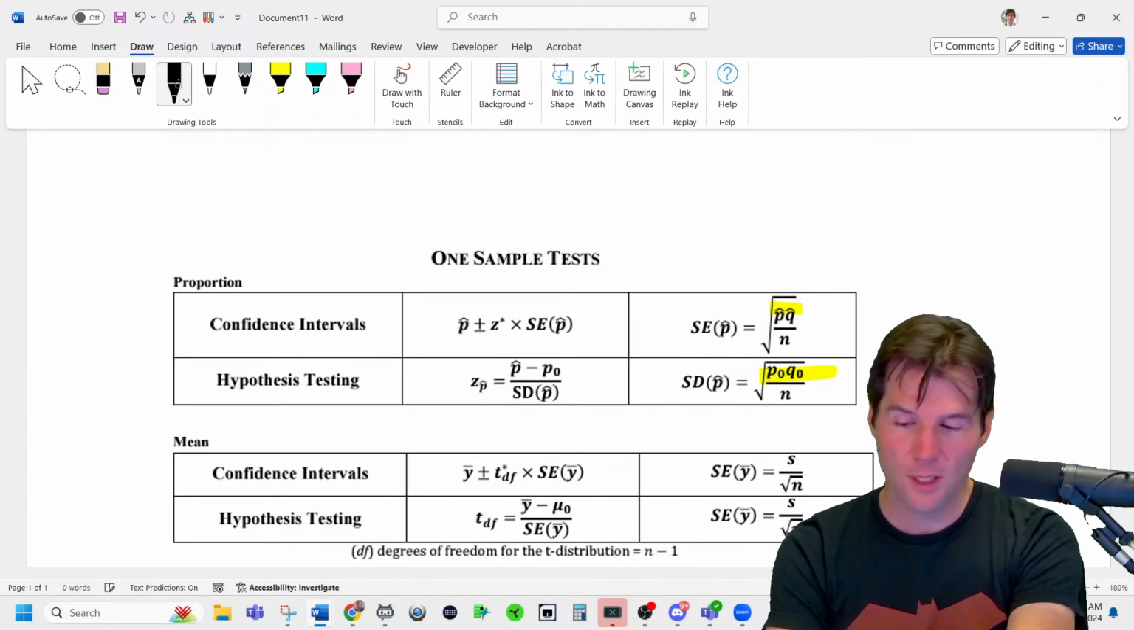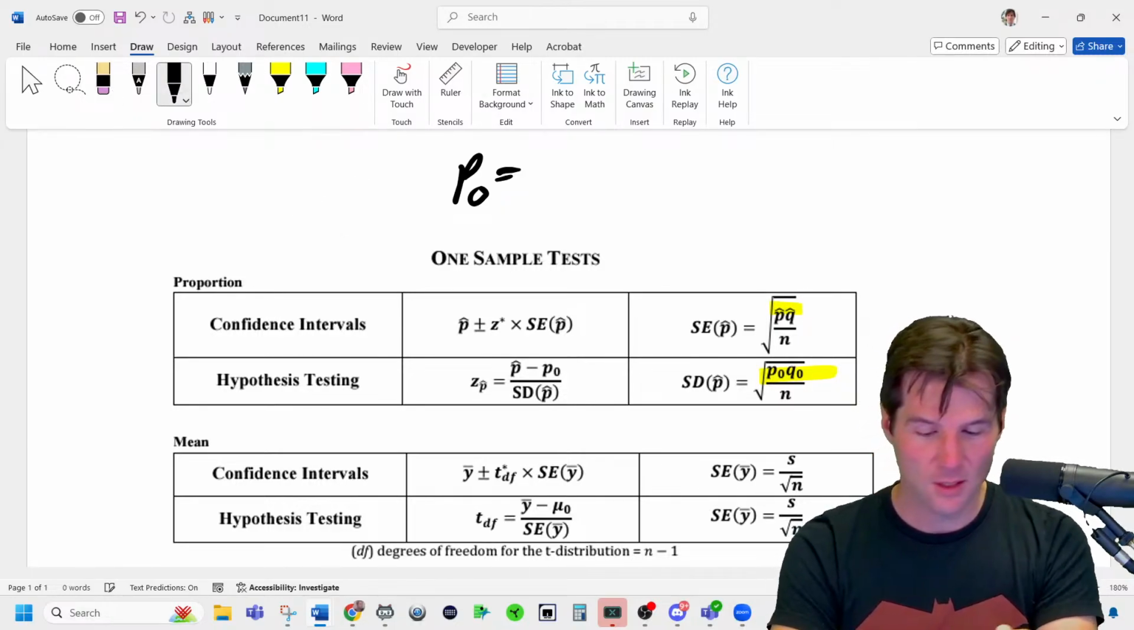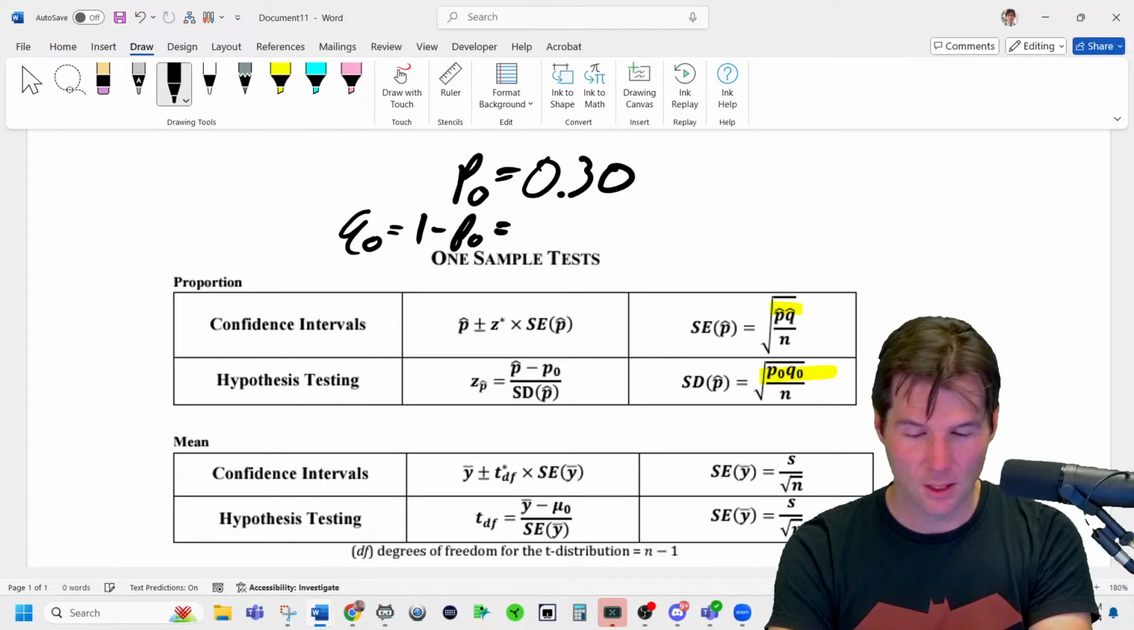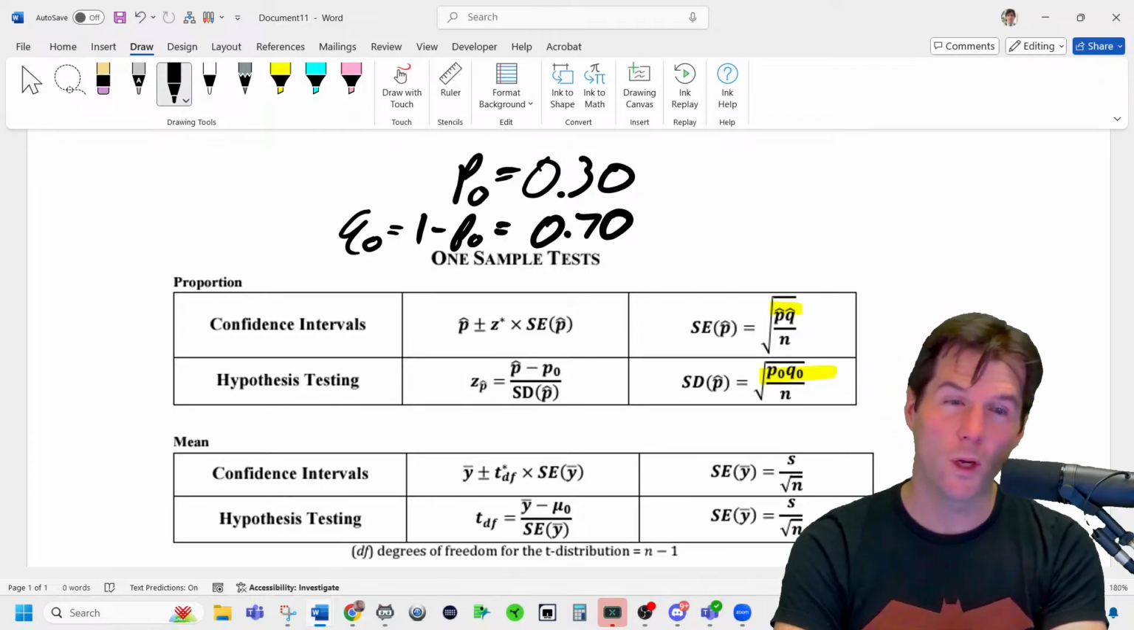So if we know that P naught is equal to, Brian thinks 30% of students are from New York, well then Q naught is equal to 1 minus P naught, and all you do is you check to see if they add up to 1 to make sure you've done them properly.